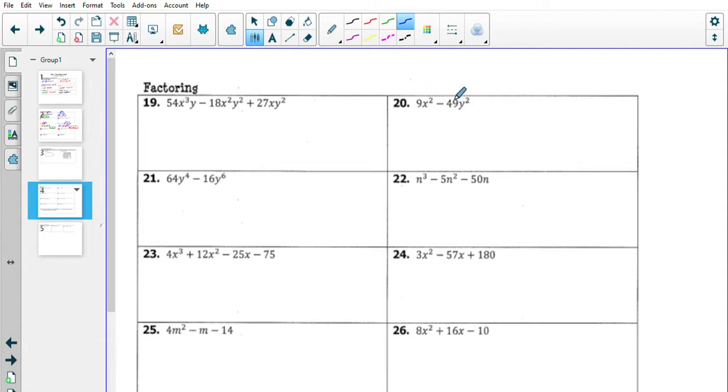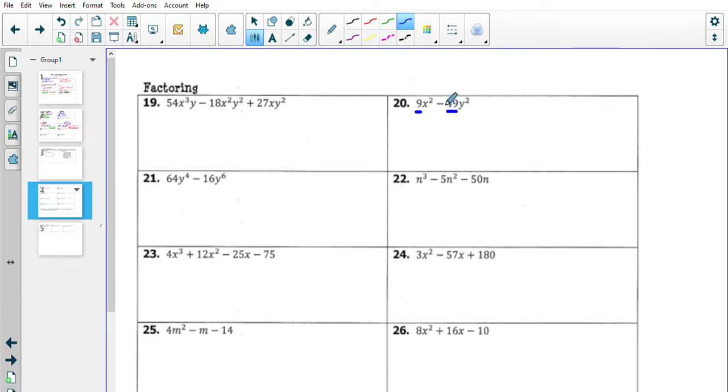So let's take a look here at number 20. First, we look at a GCF between 9 and 49. Well, 49 is only divisible by 7. Can't divide 9 by 7. So there's no GCF. There's no X or Y that exists in both. So now we look at the number of terms. We have 2 terms. The only thing we can do with 2 terms, if this is possible, is difference of squares.